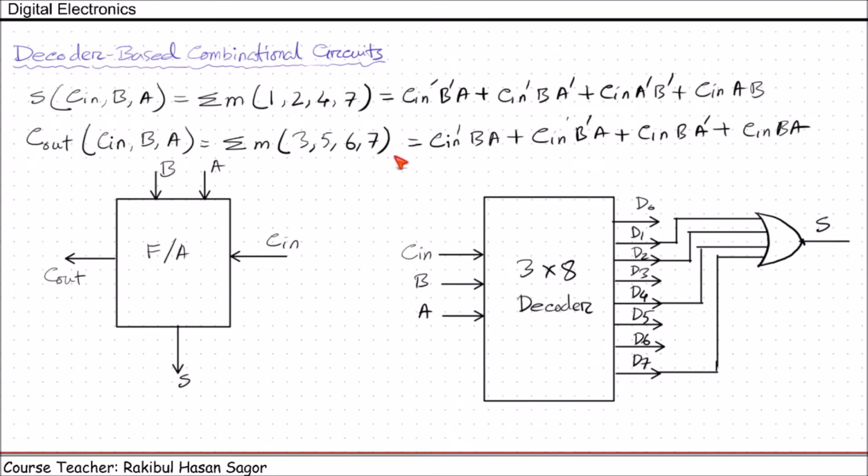Next, for C out, we need to draw another OR gate. This OR gate will be fed by 3, 5, 6, 7. We have 3, then 5, 6, finally 7. This will give us C out. In this way, we can implement any function using decoders by expressing the function in sum of minterms form.